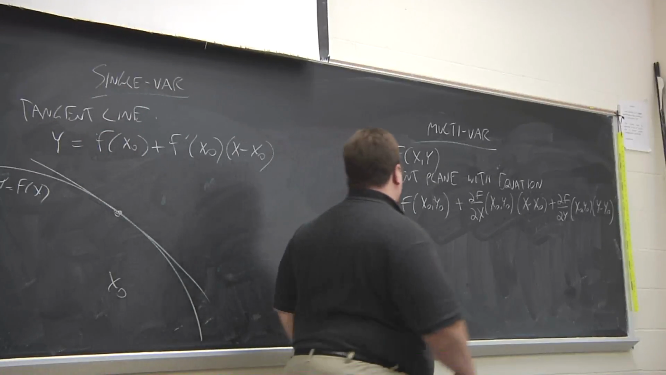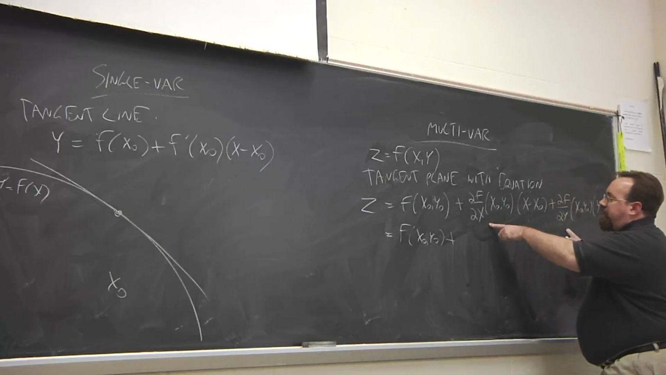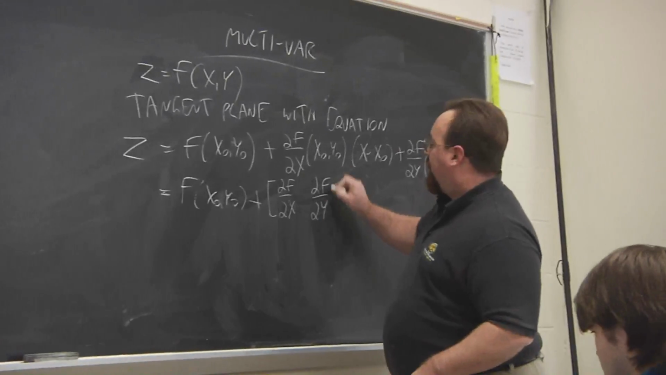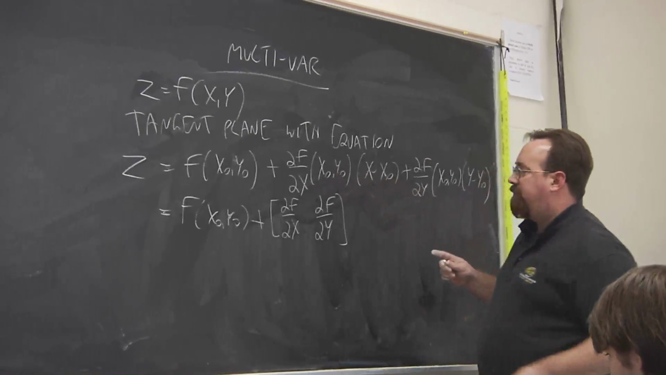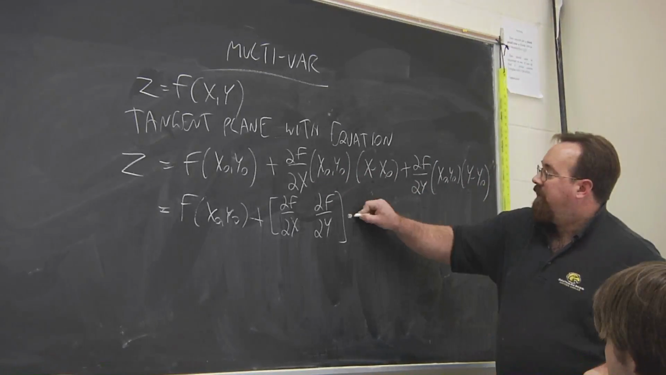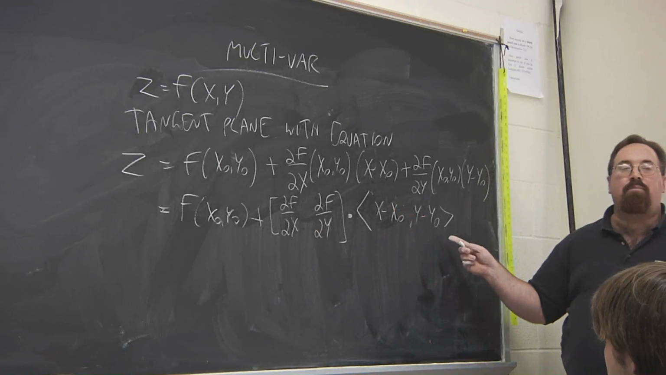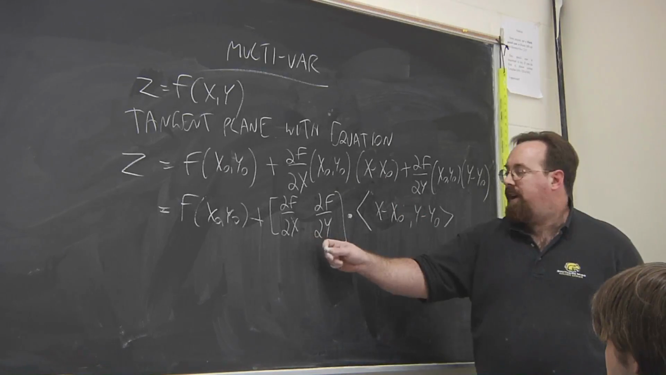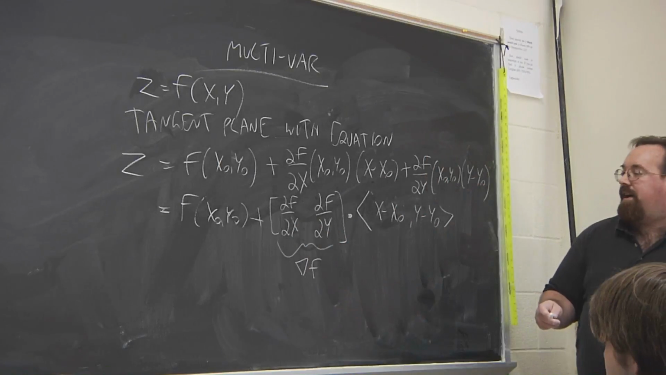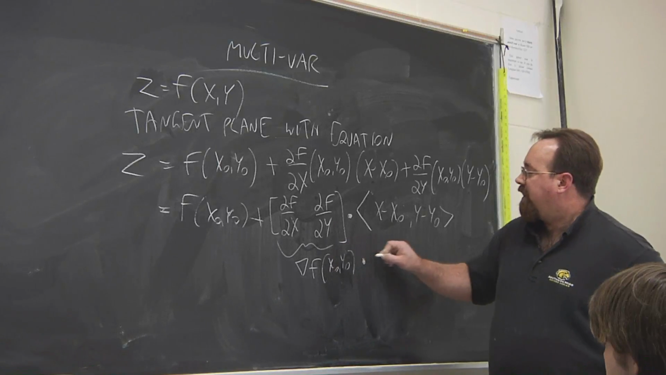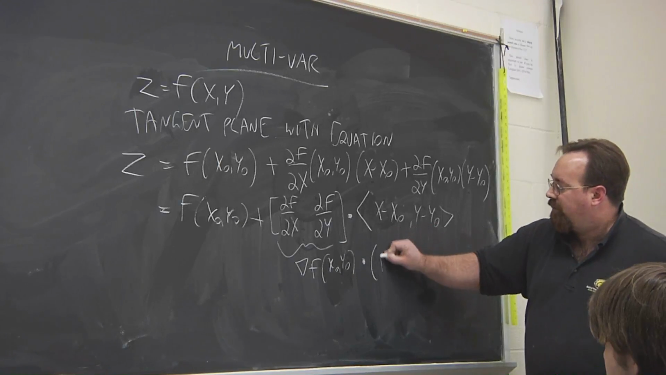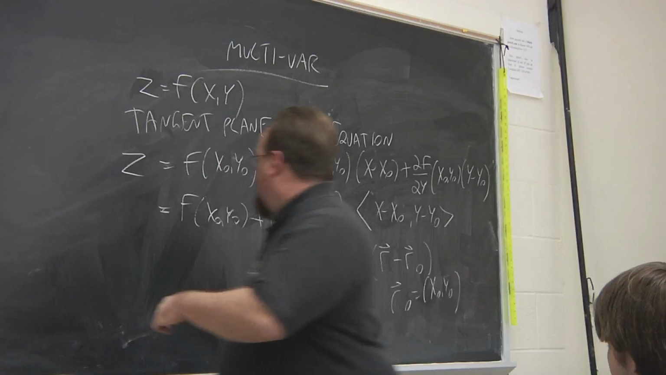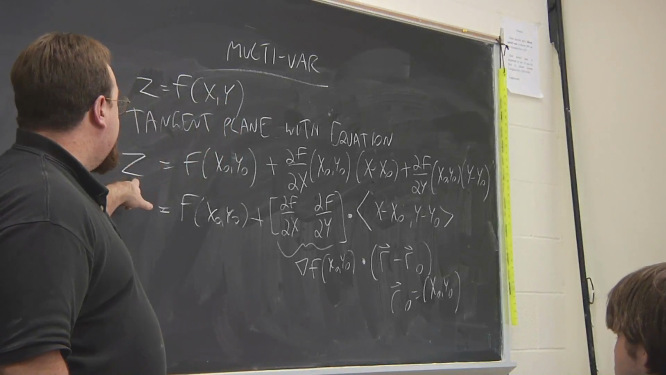Now, let's write this a little differently. So I'm going to take these partial derivatives and put them in a vector. I'm going to drop the x naught, y naught just because I'm writing enough as it is. And then what we have here is a dot product of this vector, which is the gradient of f at x naught, y naught, with this vector, which I'll write as r minus r0. So what we see here is a linear approximation of a function.